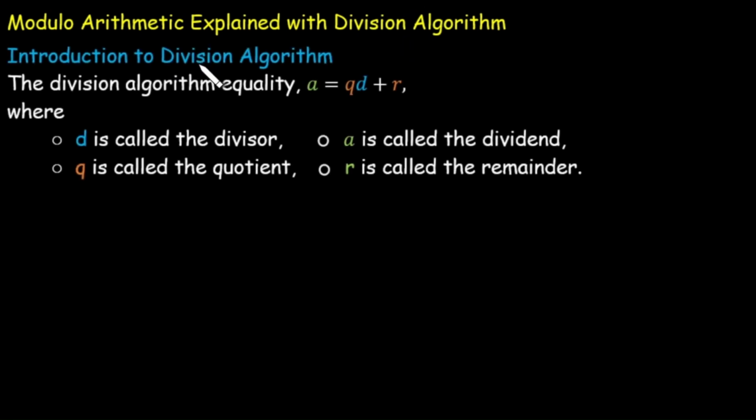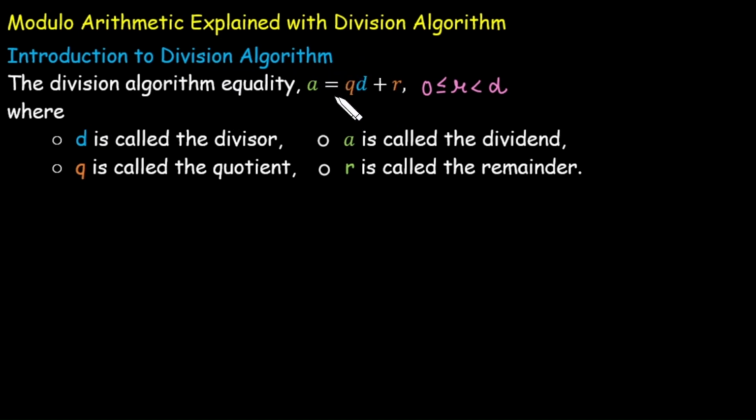In mathematics, when we divide any integer by a second positive integer, it gives you a quotient and a remainder. It means if we divide A by D, we get Q and R, where Q is called the quotient and R is called the remainder. In this case, A is called the dividend and D is called the divisor, where R is always greater than or equal to 0 and less than the divisor.